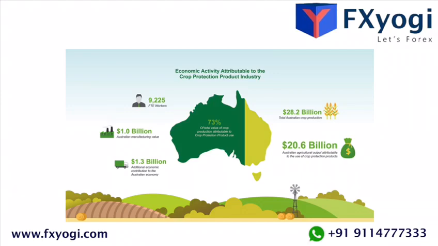One important characteristic of the AUD is that it has a high positive correlation with gold prices. The reason behind this is that Australia is the third biggest gold producer in the world. As a result, whenever the price of gold rises or falls, the AUD goes along for the ride.